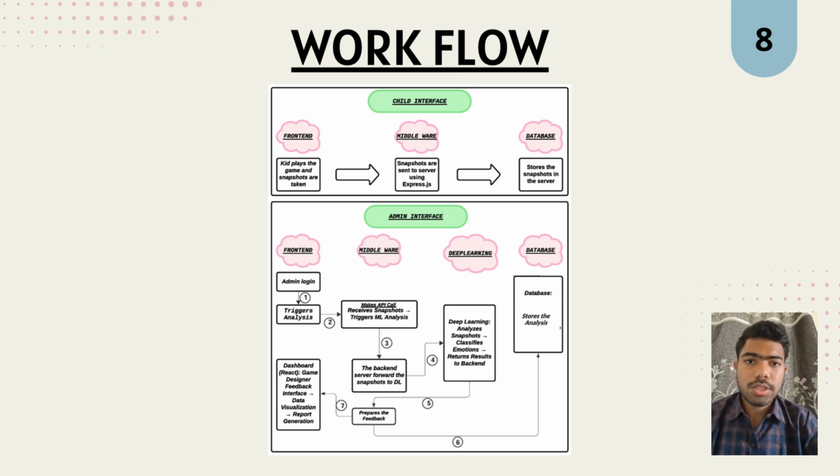Coming to the admin interface. Here, when the admin logs in and triggers analysis, an API call is made in the middleware to receive snapshots. These snapshots are sent to the deep learning model. Here, the snapshots get analyzed and feedback is prepared. This feedback is sent to the database, and in the database, this feedback is stored. And this feedback is shown in the front end in the form of pie charts, graphs, etc.